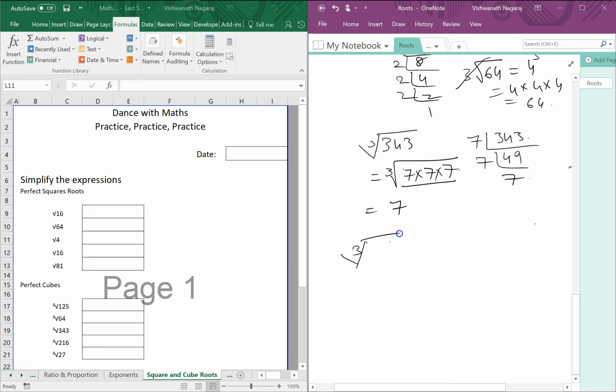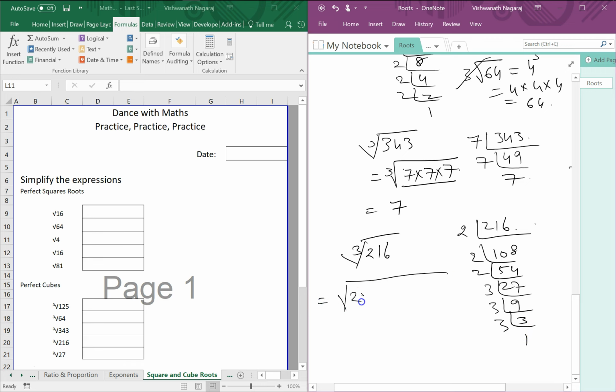Similarly, cube root of 216. So 216, start dividing by 2. 2 108s, 2 54s, 2 27s, 3 9s, 3 3s, 3 1s. So this can be written as what? 2 into 2 into 2 into 3 into 3 into 3. So set of 3, set of 3. So for each set of 3s, take it out once. So 2 into 3. So that is 6.